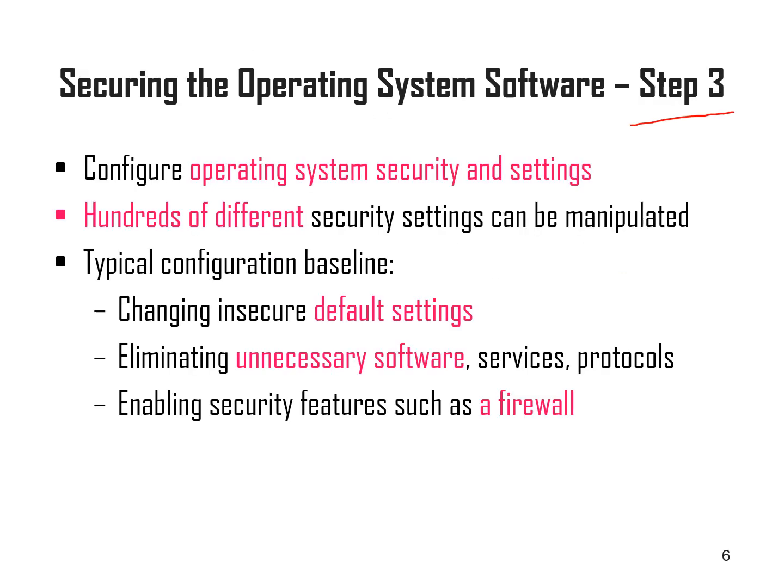The third step is configuring the operating system security and settings. There are a number of configuration settings that will protect and secure the operating system in such a way that intruders are minimized from getting into the system. Hundreds of different security settings can be manipulated. So typical configuration baselines can be configured. What are the configuration baselines? Changing the insecure default settings.